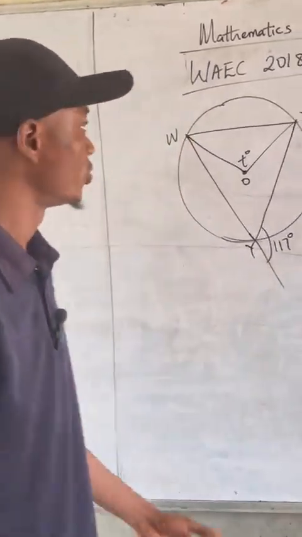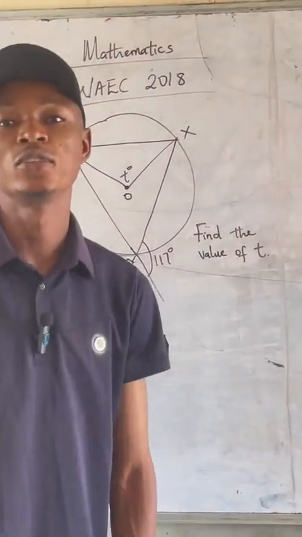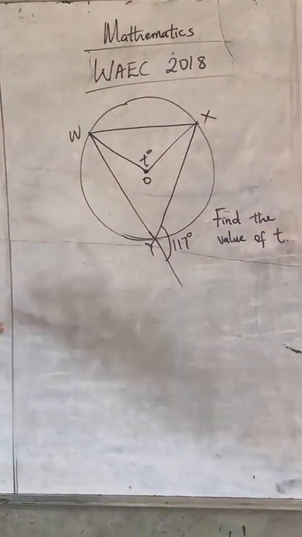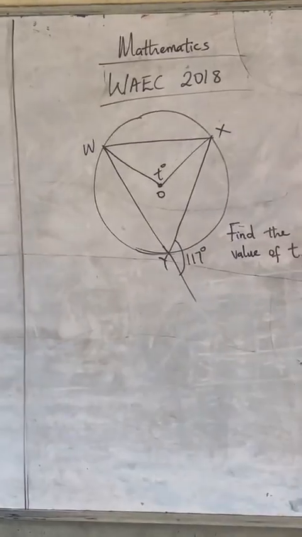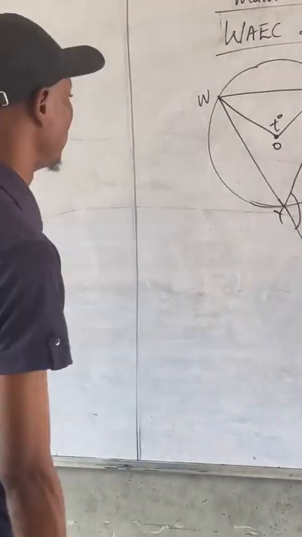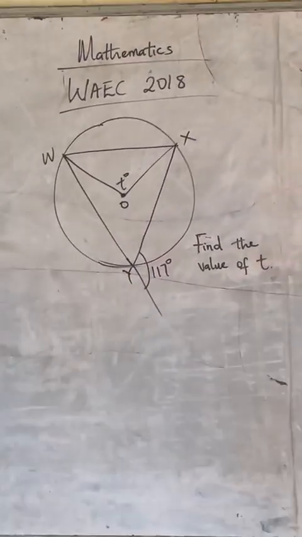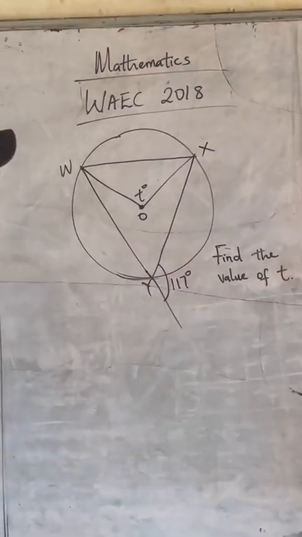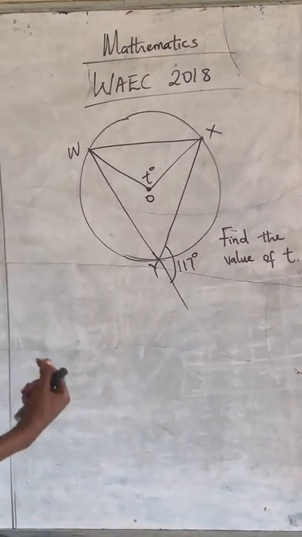So today we'll be treating a question from WAEC 2018. As you can see on the board, this is an example of a circle geometry question. From this question, you can see a circle with a triangle extended outward. First, we are told to find the value of t from the diagram. So how do we do that?